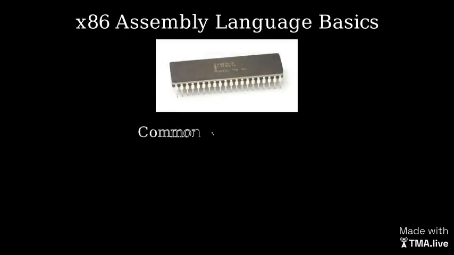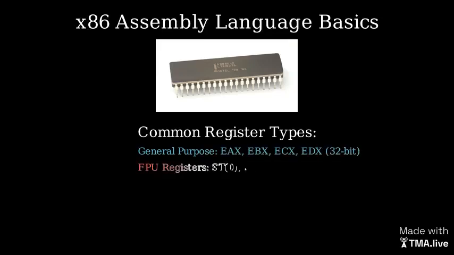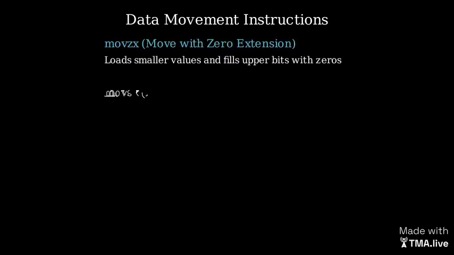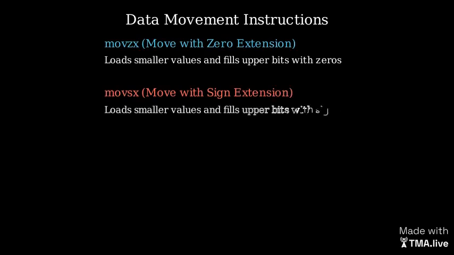Let's explore x86 assembly language basics. Assembly language interacts directly with the processor hardware. There are several register types, including 32-bit general-purpose registers like EAX, EBX, ECX, and EDX, as well as FPU registers for floating-point operations. Assembly has special instructions for moving data between registers and memory.